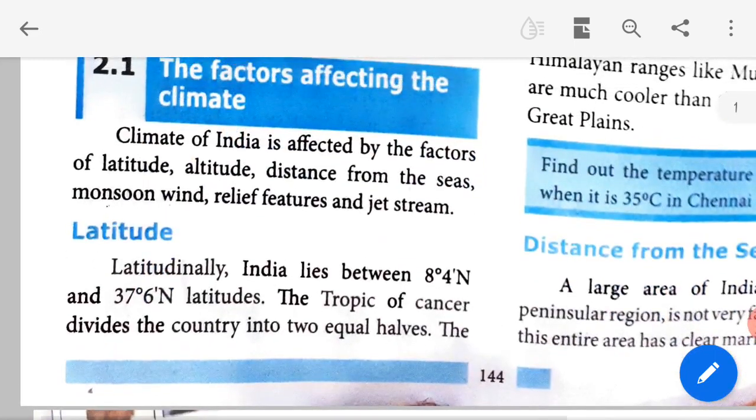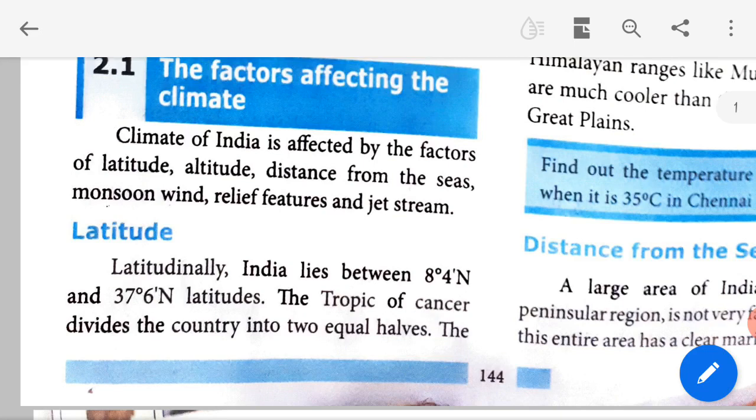Latitude. Now when you talk about India, in your lower classes you would have learnt about Tropic of Cancer and Tropic of Capricorn. Tropic of Cancer is that imaginary line that passes through the center of the world, and those regions will be very hot, so you have to remember that. The areas towards the upper part and the lower part of the Tropic of Cancer, if you measure that distance, that is called latitude.